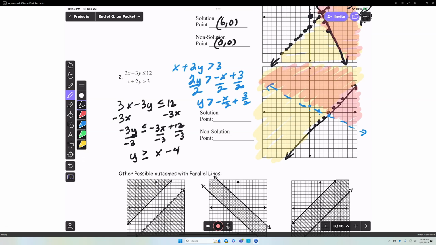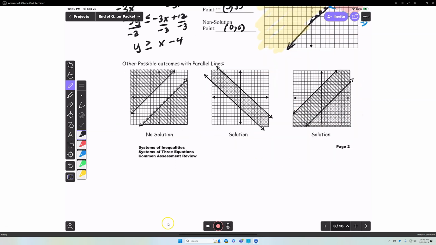So any answer that is here, even if it's right here, is part of the solution right here. So this is 1, 2, 3, 1, 2, 3, 4, 5. So the solution point is 3, 5. A non-solution point would be anything that's outside of that area. So I'll just pick a point here. So that's 0, 0.